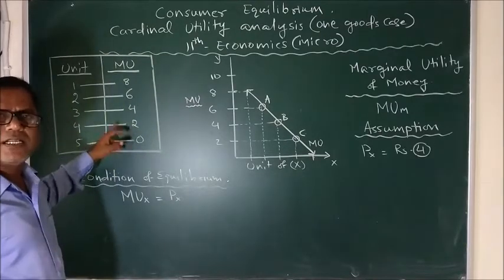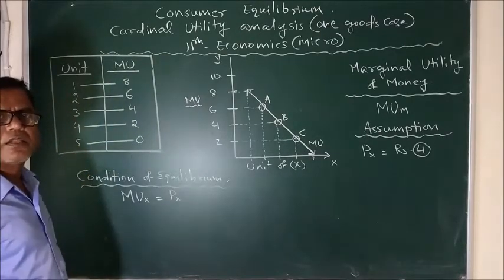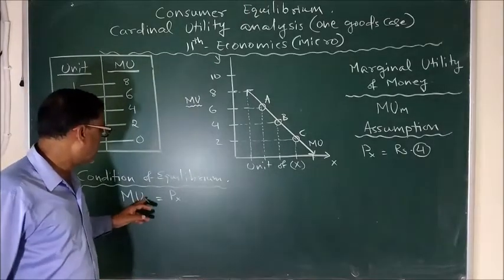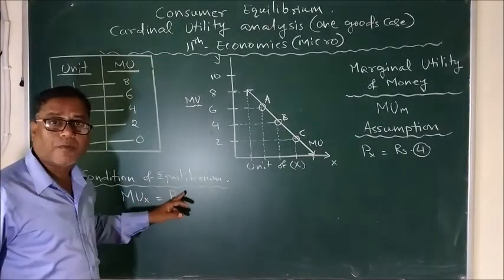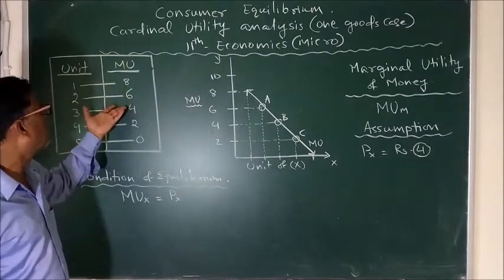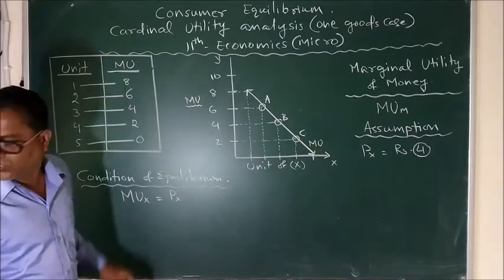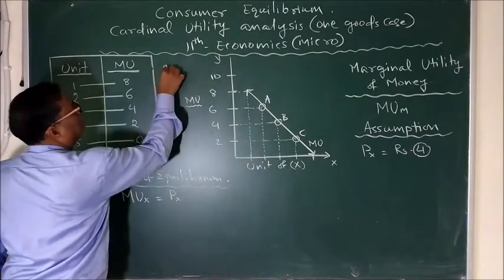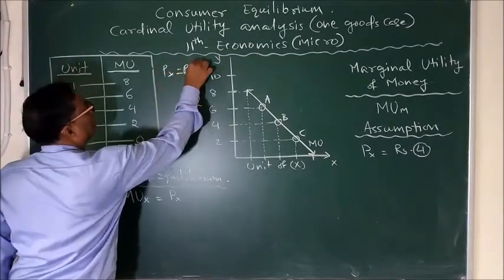So, what is the condition of equilibrium when the consumer is consuming one good? The condition is marginal utility of X equals price of X. So you can see here the price of X equals 4 rupees.